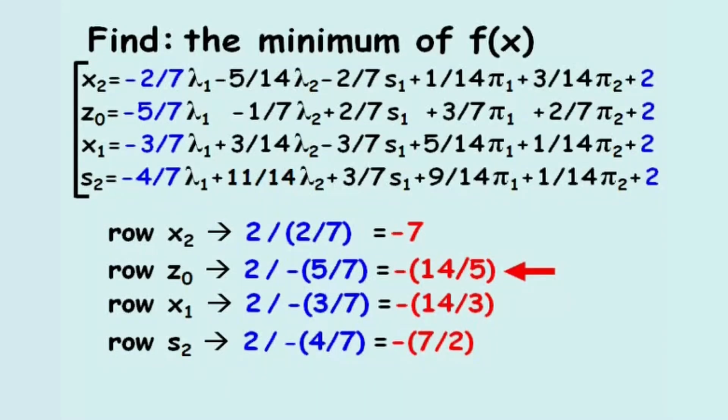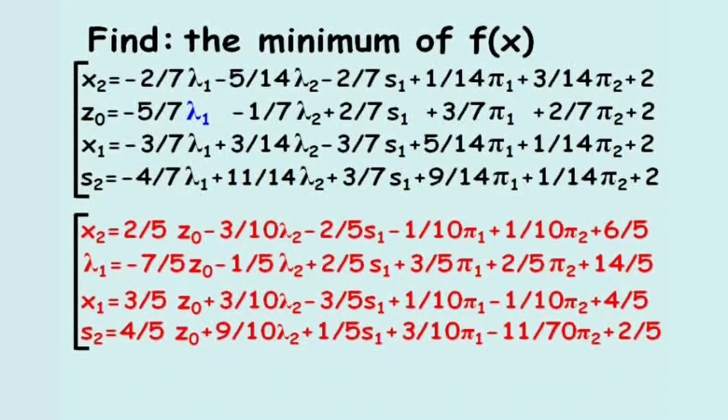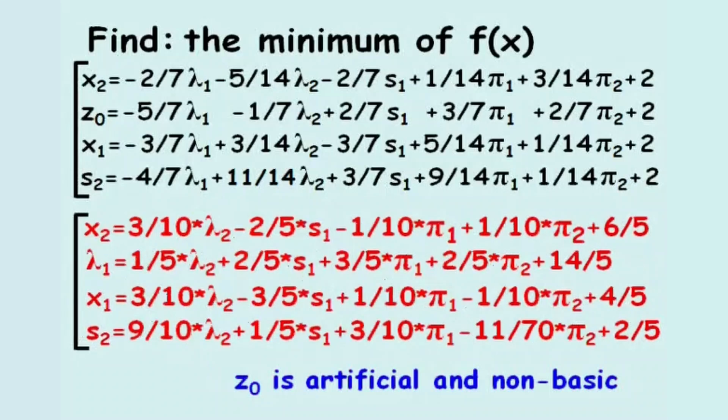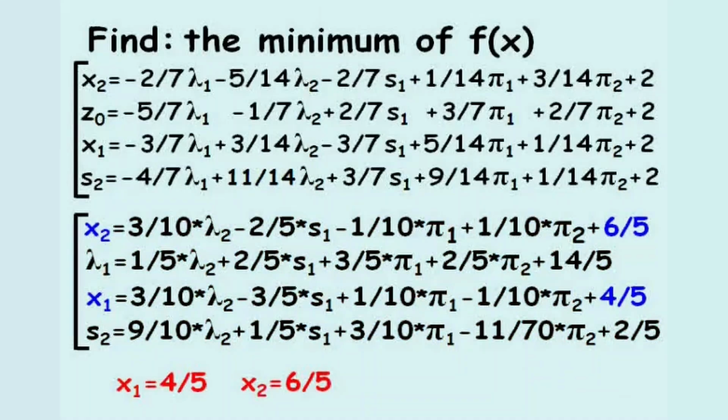Therefore, we'll perform one last pivot operation about variable lambda 1 in row z0. And our final basic variables are x2, lambda 1, x1, and s2. Since variable z0 is an artificial variable and non-basic, we can remove this term from the equation. Finally, we notice our minimizer is located at x1 equals 4/5, x2 equals 6/5.